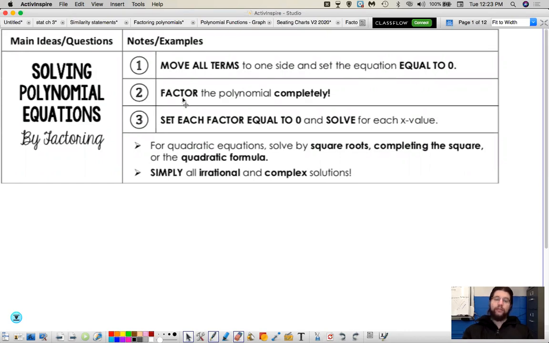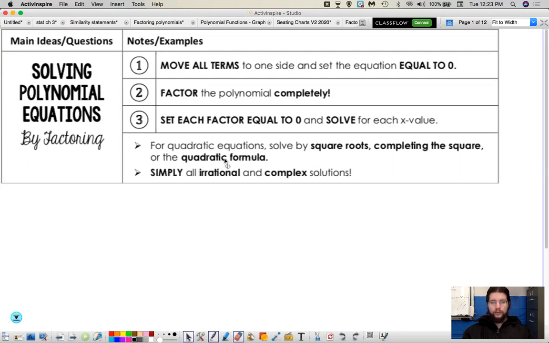Second step, factor. And what's the first step of factoring? GCF. Don't forget it. After we have it fully factored, we're going to set each factor equal to 0 and solve each, whatever kind of equation it is, for x. Don't forget, we got quadratics going on.